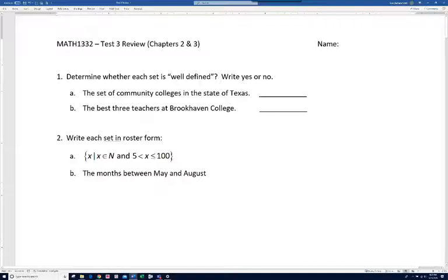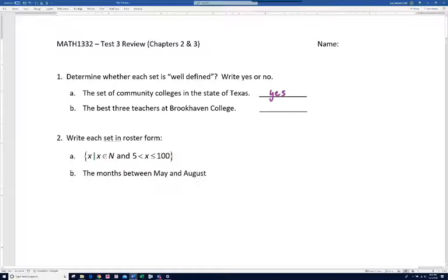Right, yes or no. So well defined means that the contents of the set, or the elements of the set, can be clearly determined. So for A, it says the set of community colleges in the state of Texas. Now we don't know exactly what those are, but we could look this up, and there's certainly a set number that's clearly understood, and so that would be well defined. So we would say yes.